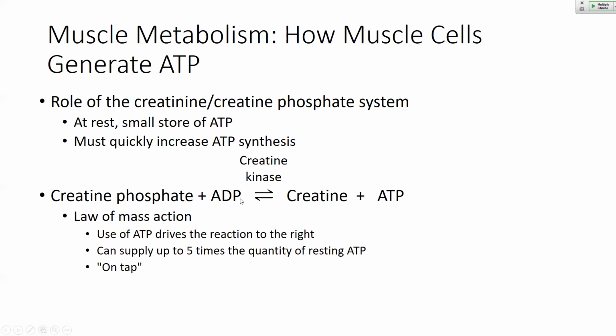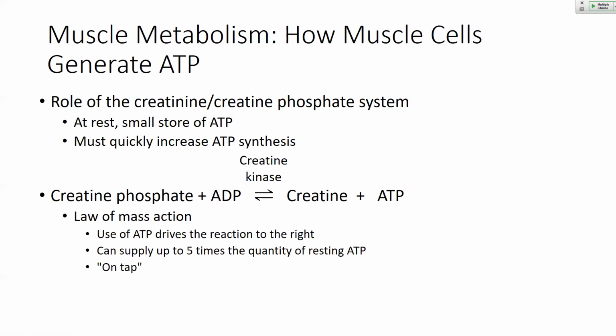And so the double-headed arrows, the equilibrium arrows, are telling us that this reaction can proceed in either direction. It can go to the left, where we produce more creatine phosphate and ADP, or it can go to the right, where we produce more creatine and ATP.